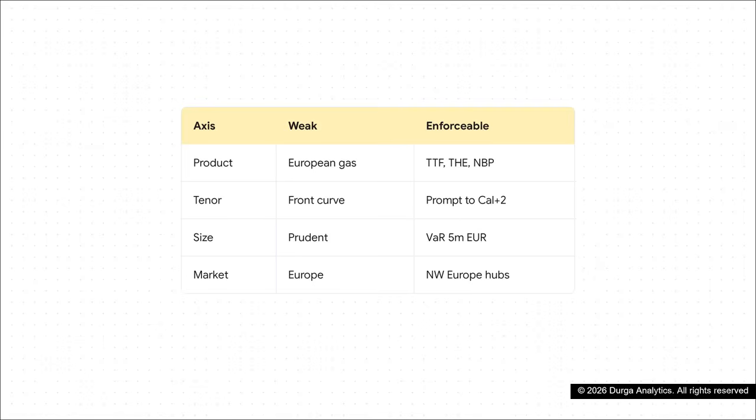Take the size axis, for example. Writing down prudent levels is completely unmeasurable. It means nothing. The enforceable version specifies a strict value at risk ceiling, a maximum volume per month, and a percentage cap on average daily volume. You literally have to lock down all 4 axes or you're exposed.